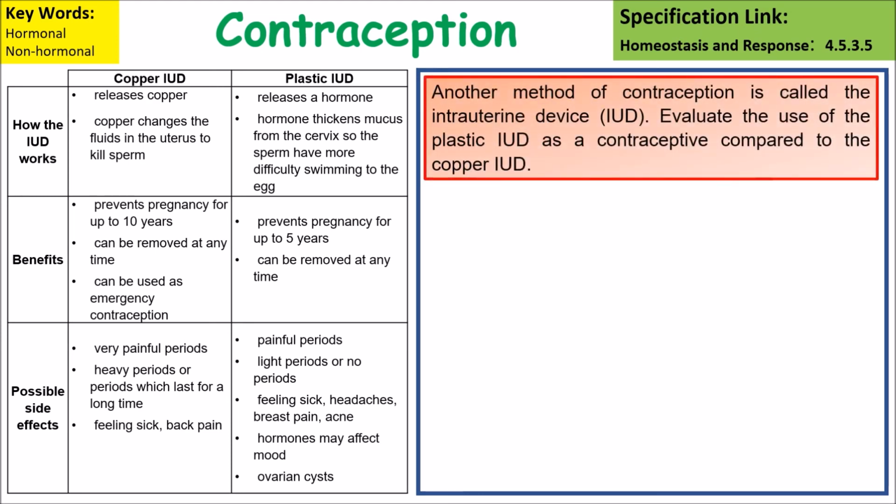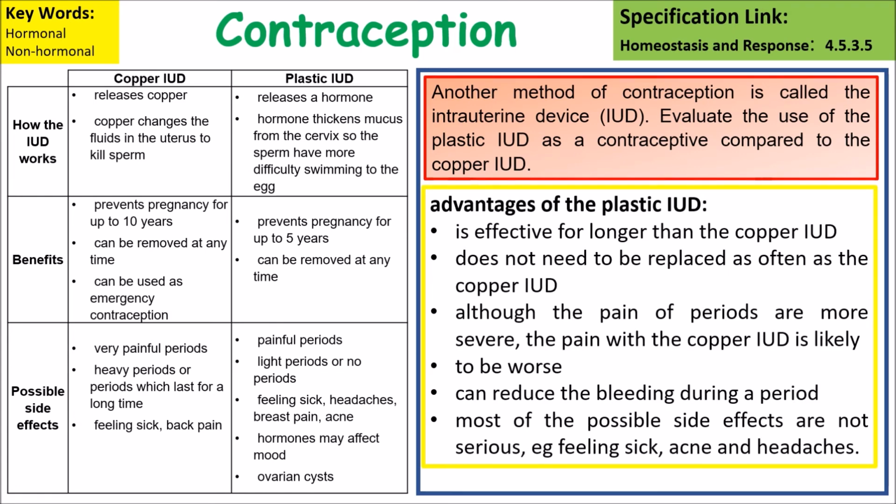Here we've got a table comparing two different types of IUDs. It's important when you get a question that has a table that you spend some time looking at it. Another method of contraception is the intrauterine device. Evaluate the use of the plastic IUD as a contraceptive compared to the copper. Some of the key things that you would need to talk about.